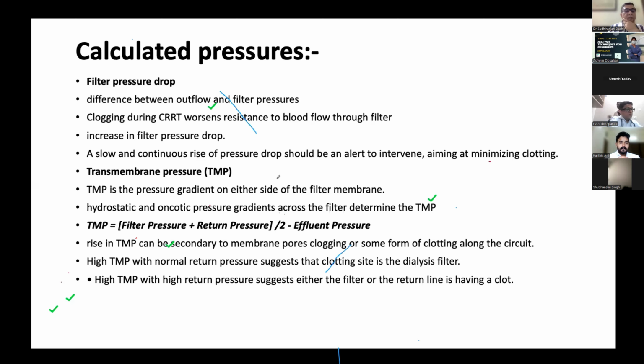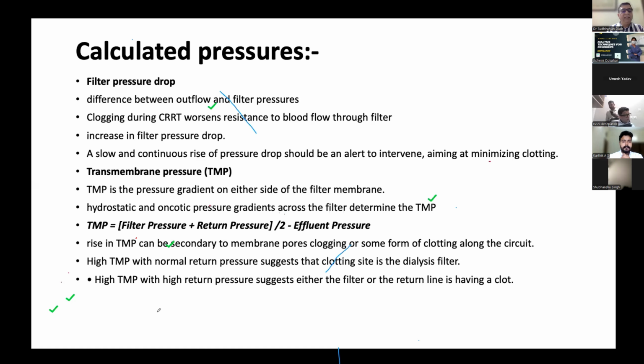What is transmembrane pressure? This transmembrane pressure is basically generated across the filter membrane, and it reflects the hydrostatic pressure and oncotic pressure in the blood compartment, along with the hydrostatic pressure and oncotic pressure in the effluent compartment. The gradient between the two is reflective of the transmembrane pressure. And how is it calculated? The TMP is calculated as the filter pressure plus return pressure divided by 2, minus the effluent pressure.